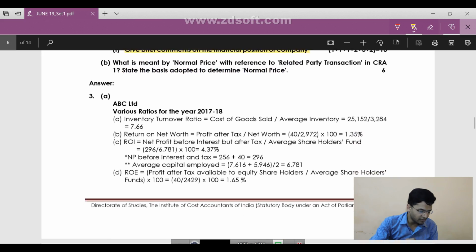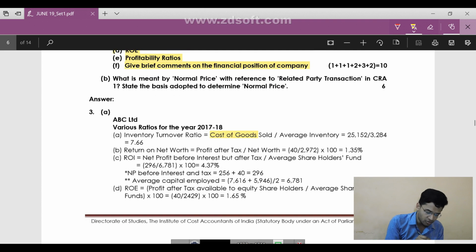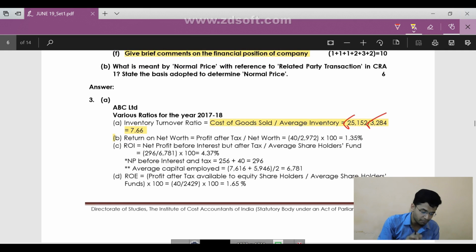Right, so we'll start with inventory turnover ratio. Formula is cost of goods sold divided by average inventory. Guys, very simple. We have simply taken cost of goods sold and divided by average inventory. Average inventory is opening plus closing divided by 2. So it's pretty simple.